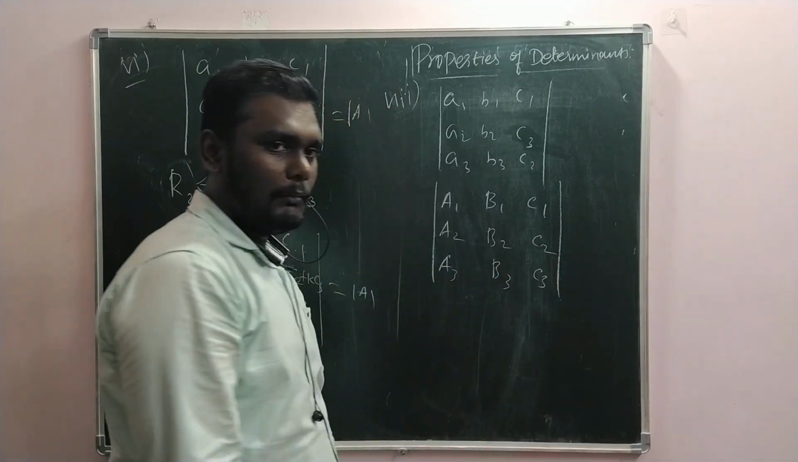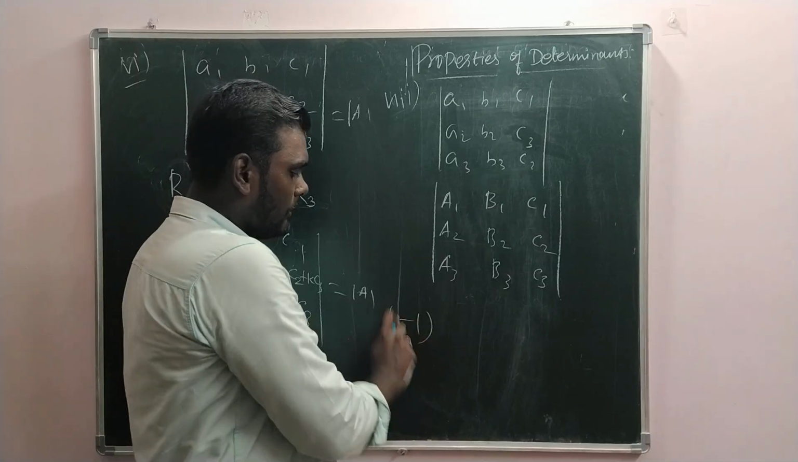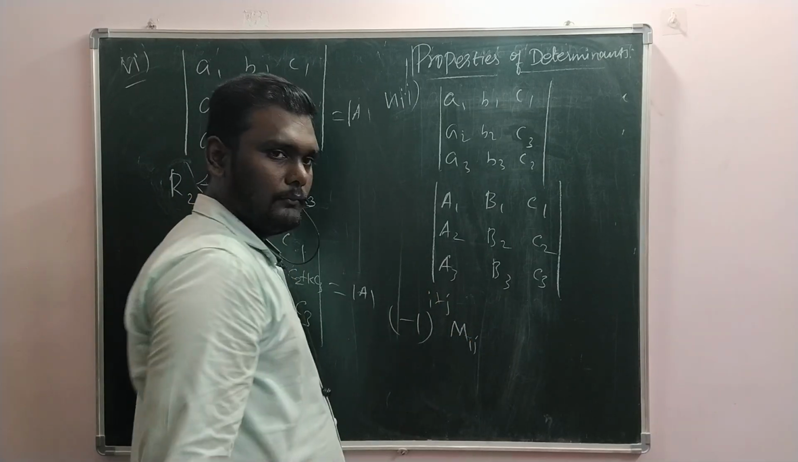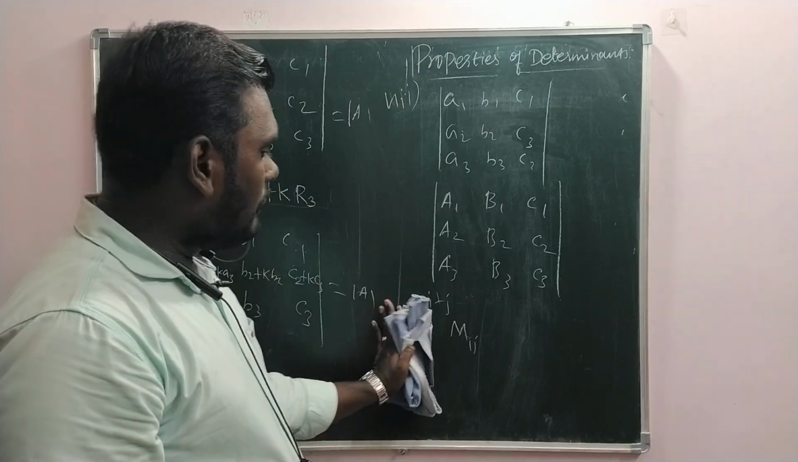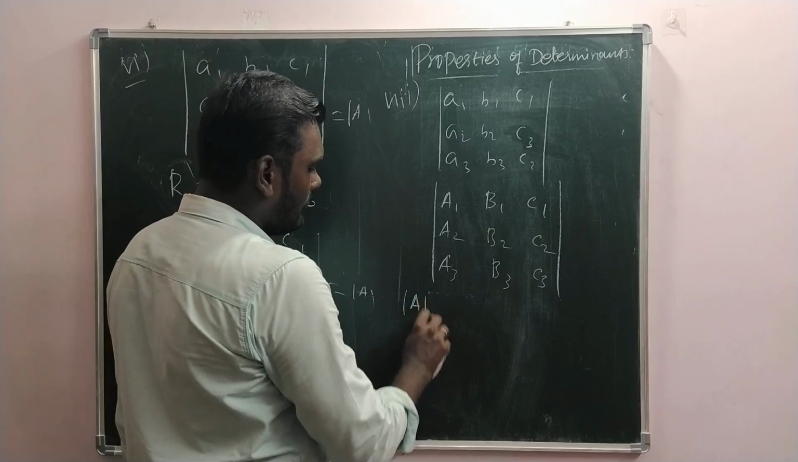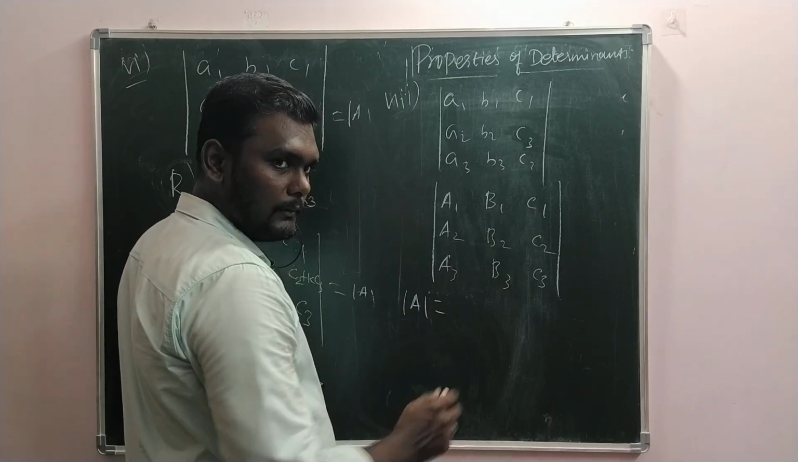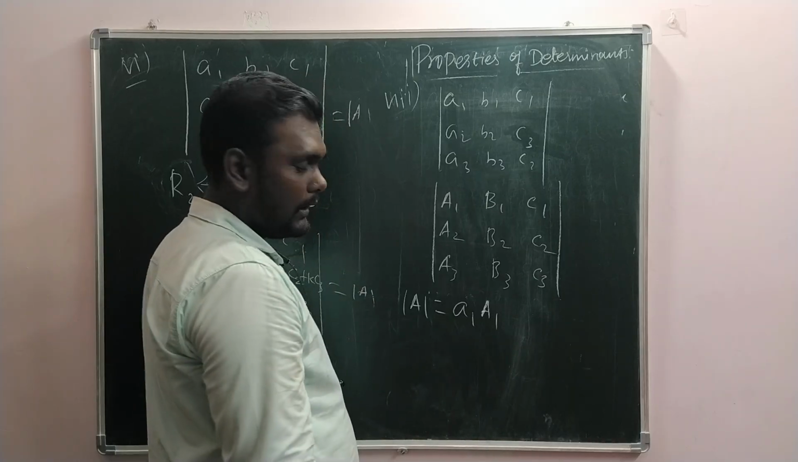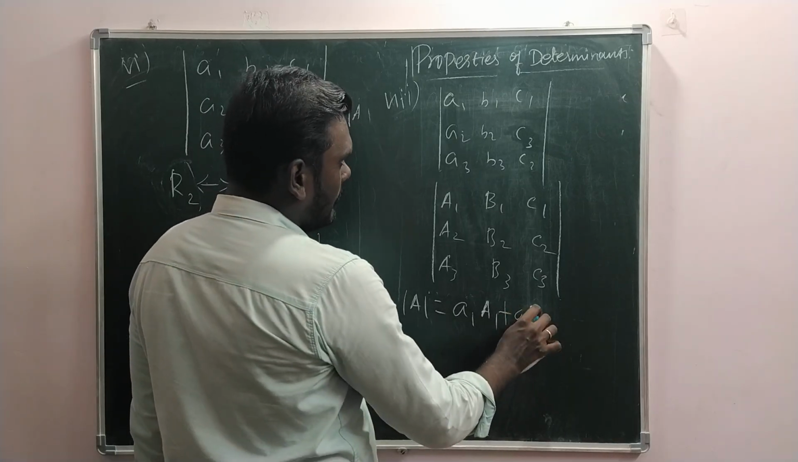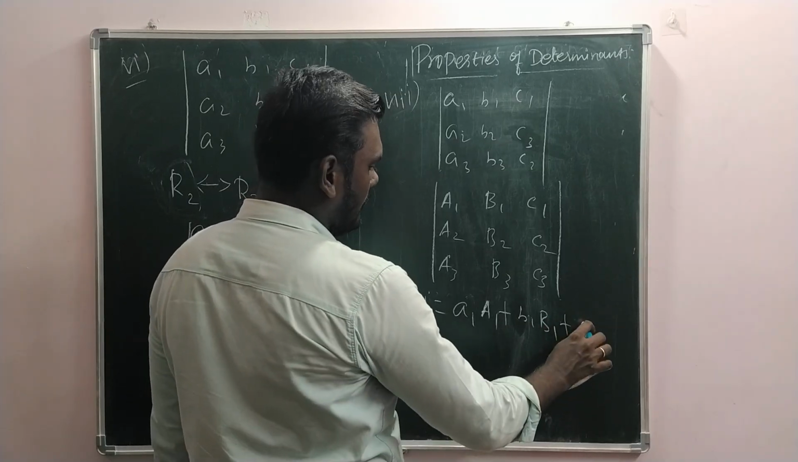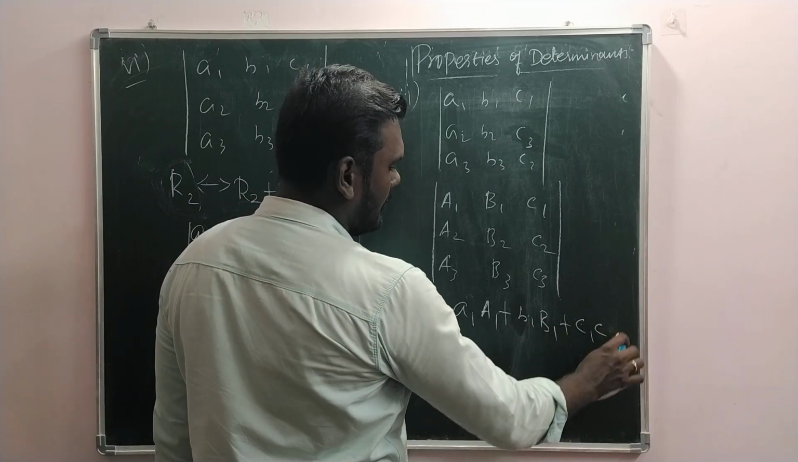Recap: what is a cofactor? Remember, minus 1 power i plus j into the minor of that particular element. Now, how are we calculating the determinant, you remember? The determinant of A is the first element into the cofactor of the first element, the second element into the cofactor of the second element, and the third element into the cofactor of the third element, right?